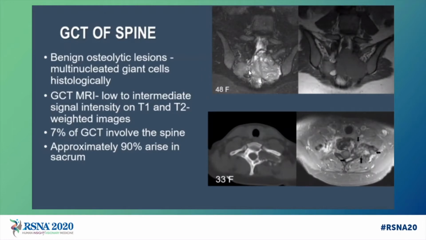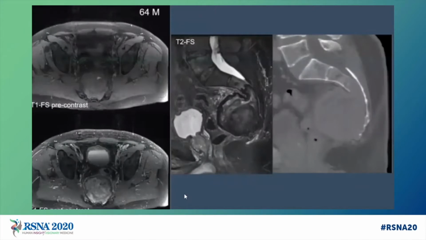You can see the predominantly low signal on T2 weighted images with small areas of hyperintensity. And this is another patient in the upper thoracic spine with the predominant lytic lesion and low signal on T2 weighted images. Here's another patient, a 64-year-old male with a large sacral lesion with an associated soft tissue mass and predominantly low signal again on T2 weighted fat saturated images and loss of cortex on CT.